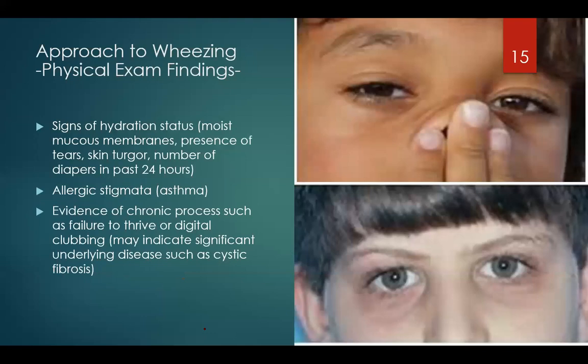All right, so approaches to wheezing. We want to look at some kind of generalized assessment and observation of this patient. Are they hydrated? What's their skin turgor? Do they have that allergic stigmata, which is that nasal salute, that little crease across the nasal passage? Do they have allergic shiners, these darkening circles under the eyes bilaterally? Is there evidence of chronic process such as failure to thrive, digital clubbing, which would be seen in cystic fibrosis? That would have to be long-term. It may indicate significant underlying disease, like, oh, look at that, cystic fibrosis.